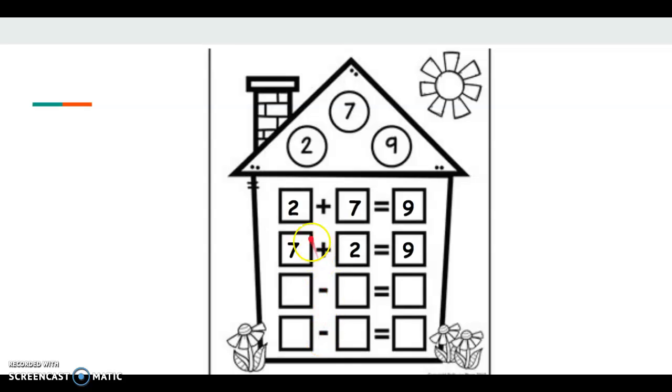So first we can do two additions using these three numbers. 2 plus 7 equals 9, and 7 plus 2 equals 9. And the two subtractions we can do are 9 minus 2 equals 7, and 9 minus 7 equals 2. So again, these are the four activities that these three numbers can do together.